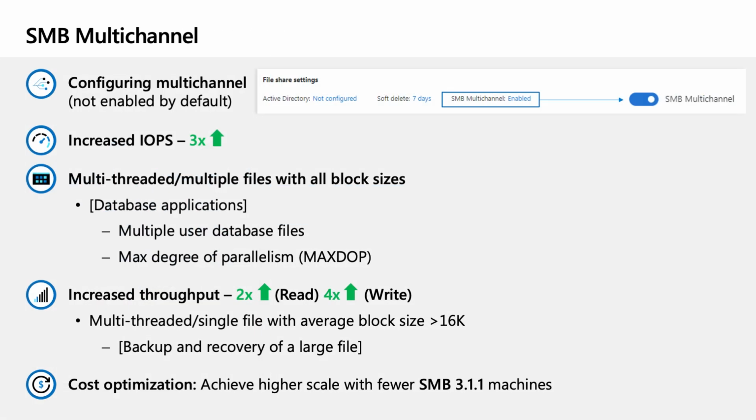For multi-channel, it's enabled by a simple flip of a switch. It's not enabled by default. However, there is no reason not to enable it. It offers increased IOPS, 3 times the amount of IOPS. It offers multi-threaded access to single files or multiple files, and increases the throughput on the read side 2 times and on the write side up to 4 times. From a cost optimization perspective, you're able to reach higher scale with fewer clients.